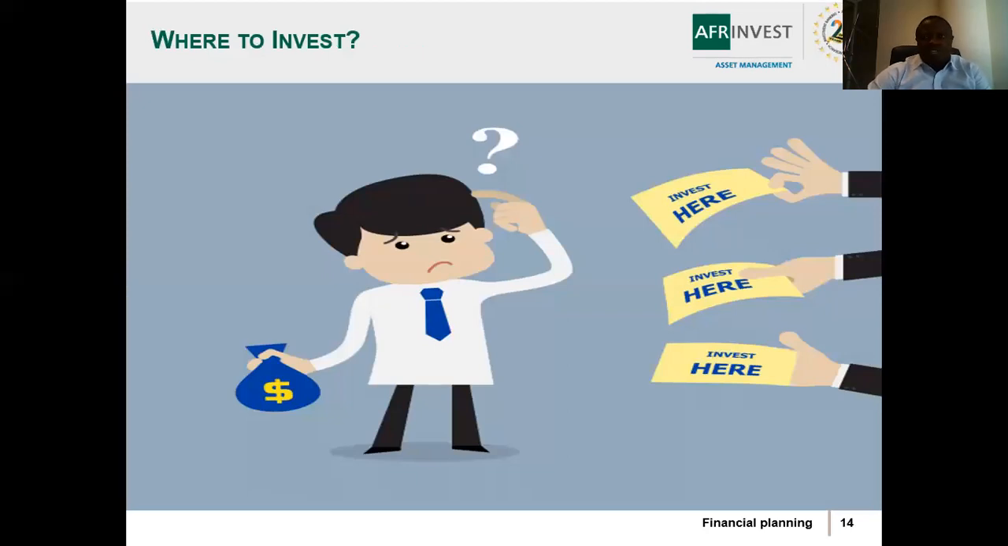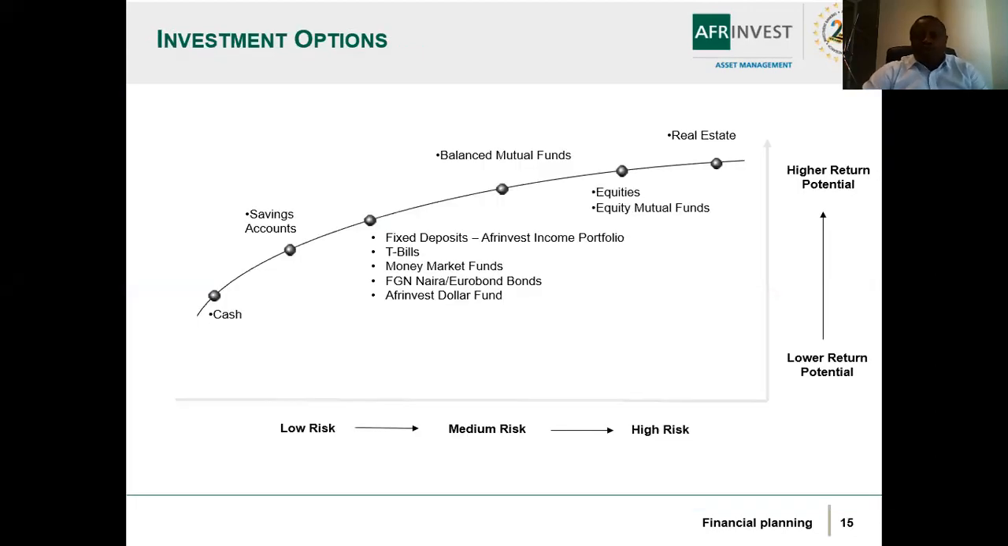There are a lot of investment options in the market. There are some that will tell you, come and invest, you get 100% return on investment. You need to be careful with such investment. That's why we're here to guide you. Now, what are the investment options we have? As you have seen in the graph, investments are categorized into low risk, medium risk, and high risk. And the lower the risk, the lower the return, and vice versa.